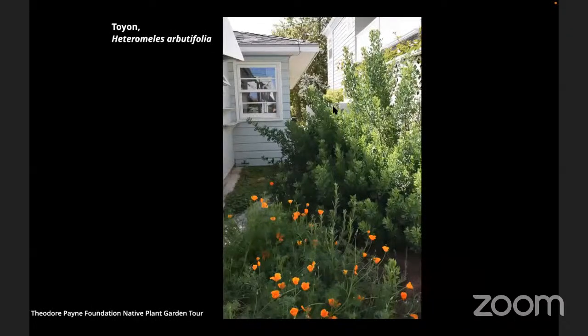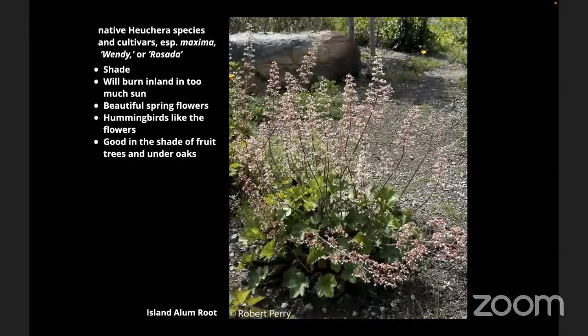Toyon, if you want a larger shrub that can take that northern exposure, Toyon is great. Coffeeberry is great as well. Can't remember if I have it later on that list. If it is right up against the north side of the house where it really does stay shady for most of the year, you can plant Heuchera or coral bells.